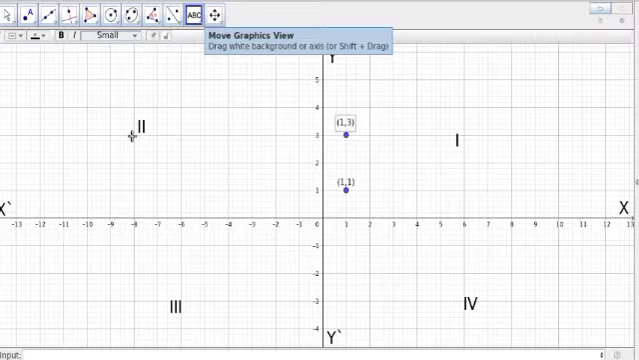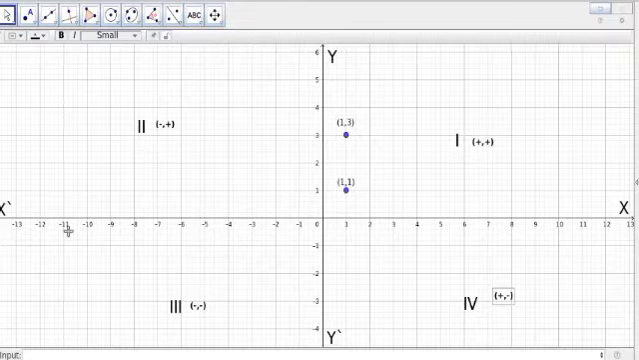And what about the second quadrant? In the second quadrant, the numbers on the x-axis are negative numbers, right? -1, -2, -3, etc. So the x coordinates are always negative in the second quadrant. What about the y coordinate? This is the y coordinate. Y coordinates are positive. So in the first quadrant both the numbers are positive, and in the second quadrant the x coordinates are negative and the y coordinates are positive.